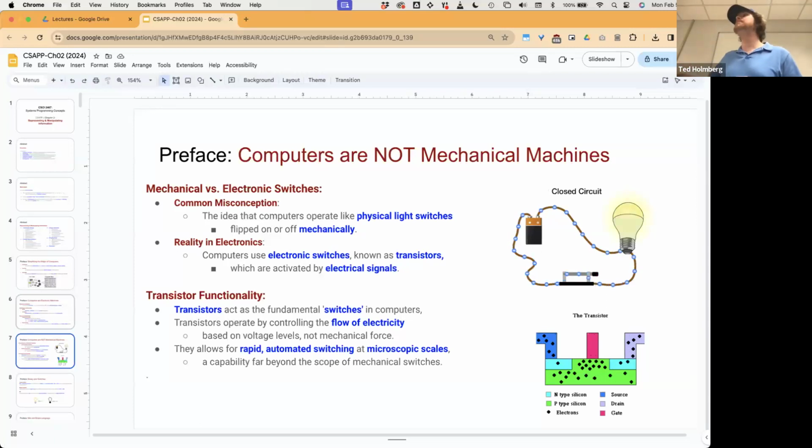And yeah, conceptually, that is what's working, but it creates a misconception that there's something mechanical happening in the system where you're turning things on and off, right? That's not what's happening. Nothing mechanical is happening in this system. You're not flipping actual switches on and off. You're using what's called a transistor, which is an electronic switch that allows you to use electrical signals to turn on and off. And that's why we can do it so fast.